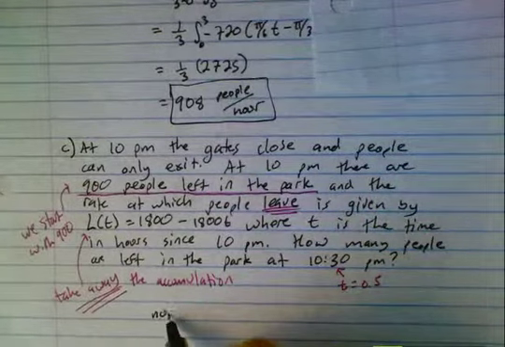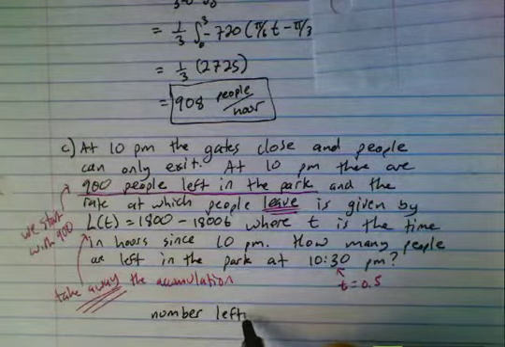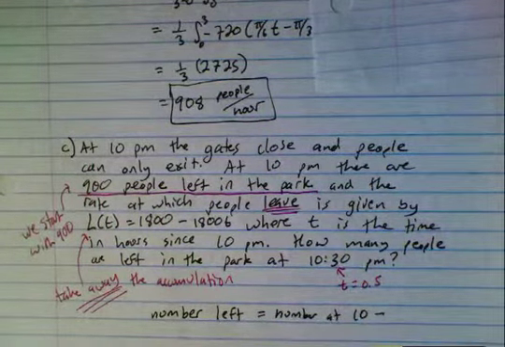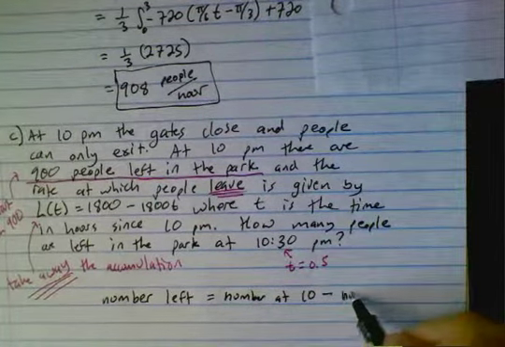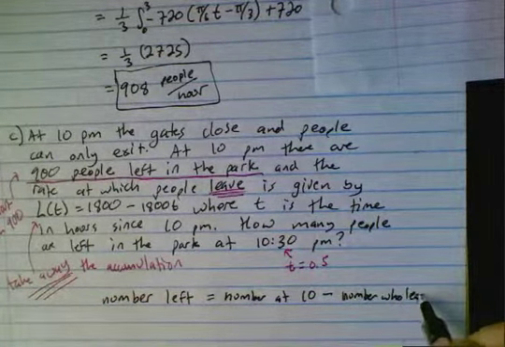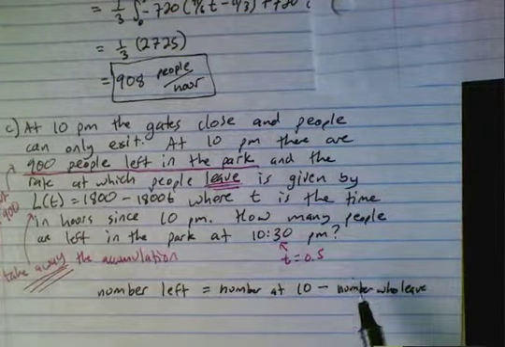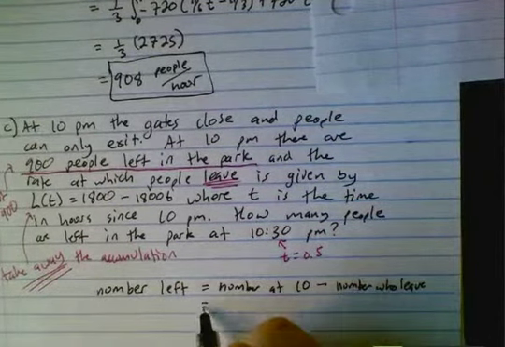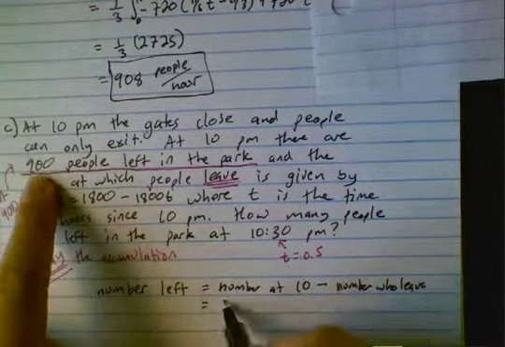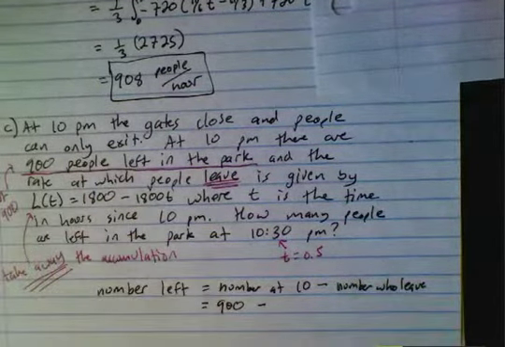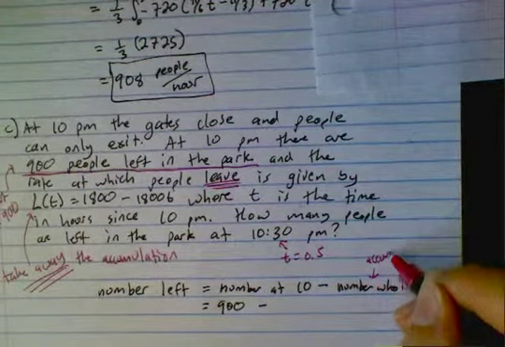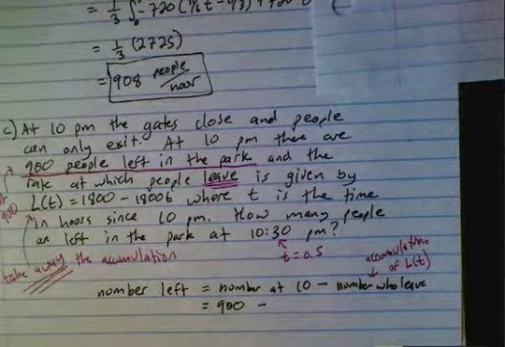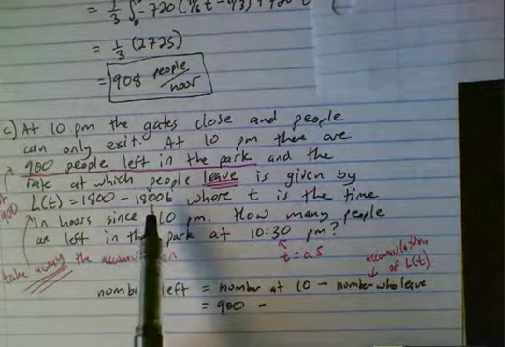So this means that the number left is the number at 10 p.m. minus the number who leave. So this is the only accumulation part. You have to really, really watch out for these problems if there's some sort of initial condition, basically. So the number left, the number at 10 p.m., we're told that's 900 people. The number who leave, this is accumulation. Of L of T, because this is the rate at which people leave, so the integral is the number of people who left.